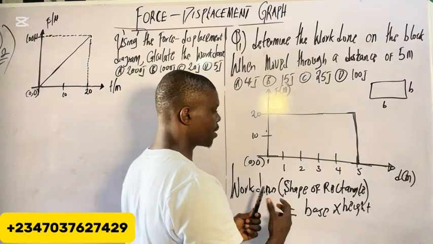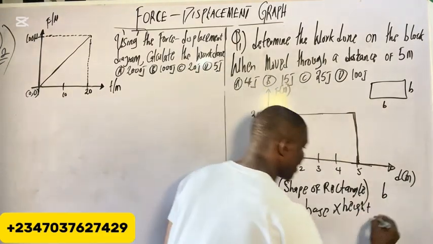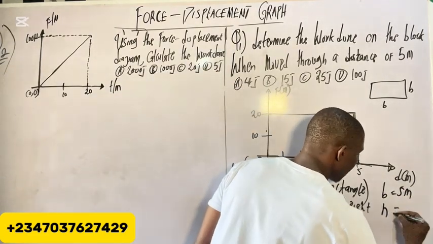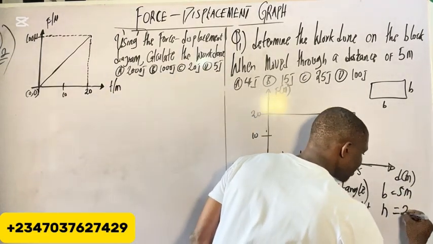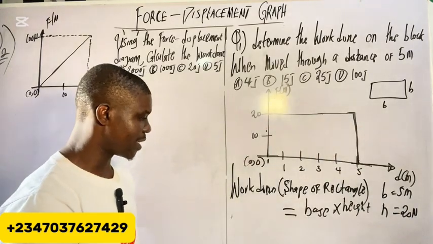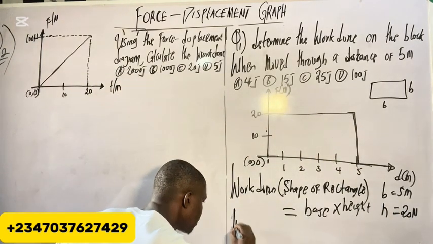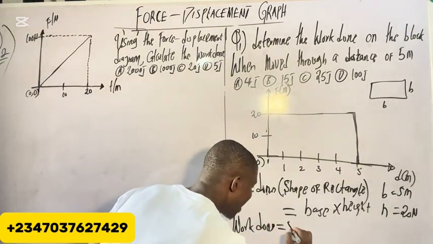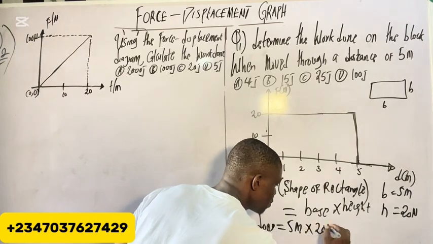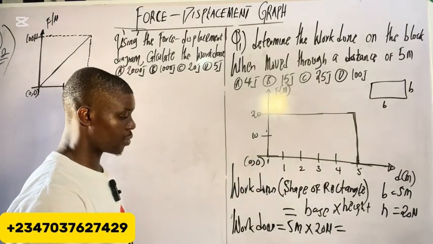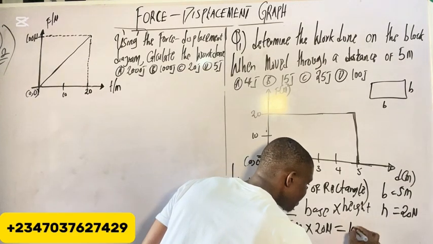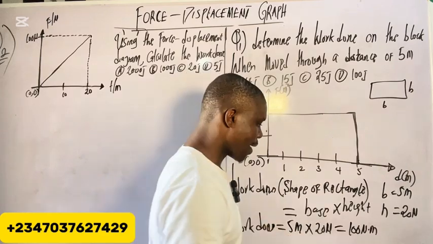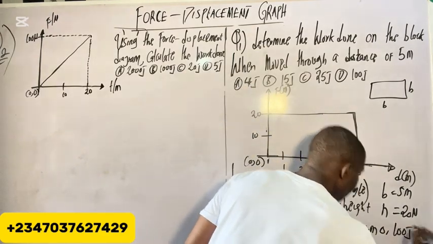So you can just say B is base and H is height. My B is 5 meters. My H is 20 Newton. That is my work done. My work done is going to be 5 meters times 20 Newton. It's going to give you 100 Newton meter. Newton meter is the same thing as joules. So you can just say 100 joules.